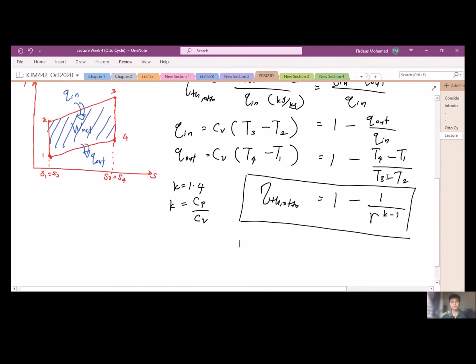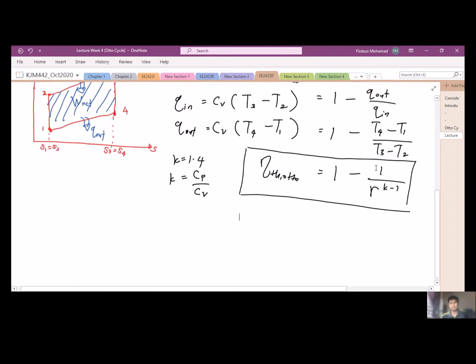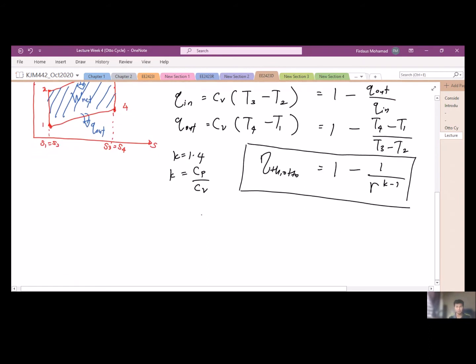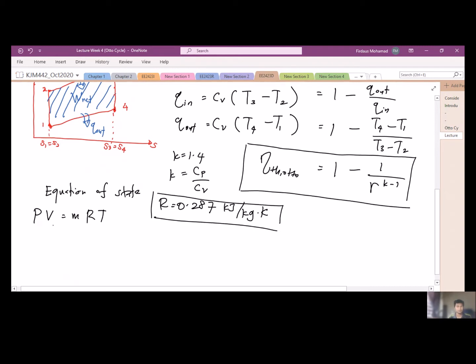Before we proceed to the example, let's recall the equation of state that we covered last week. For the equation of state, we know that PV equals mRT. P is pressure, V is volume, m is mass, R is the gas constant, R equal to 0.287 kilojoule per kilogram Kelvin. Okay, so this is the gas constant. Or if we want to define it in terms of specific volume, V over m, it is P small v equals RT.